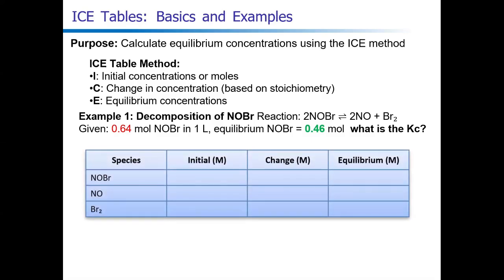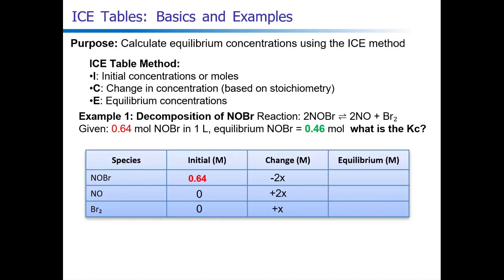Let's now fill in our ice table. Initially, we have 0.64 molar of NOBr and 0 for the products. During the reaction, we lose 2x of NOBr because of the 2 to 2 to 1 stoichiometry, and we gain 2 of NO and 1 of Br. So we can write this in as minus 2x, plus 2x, and plus x.